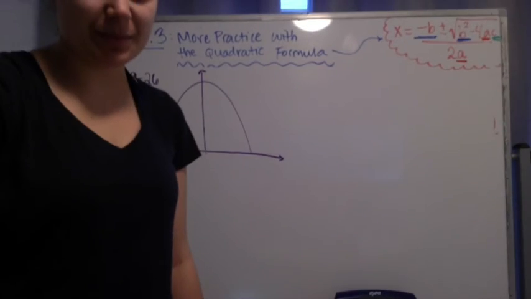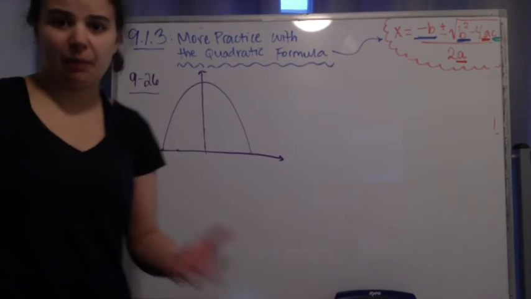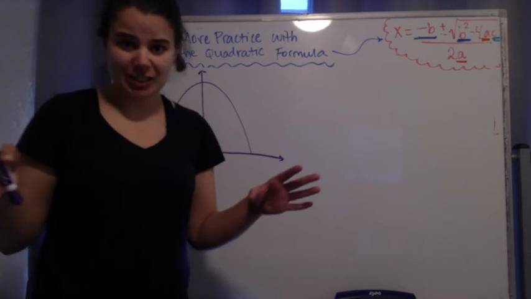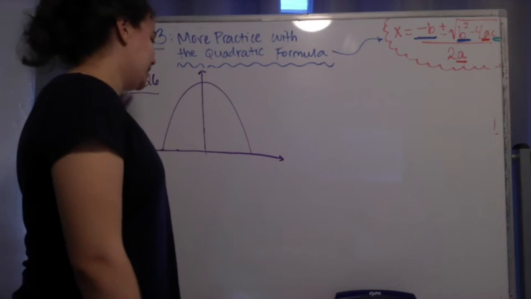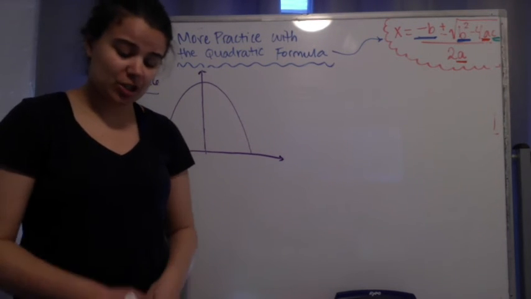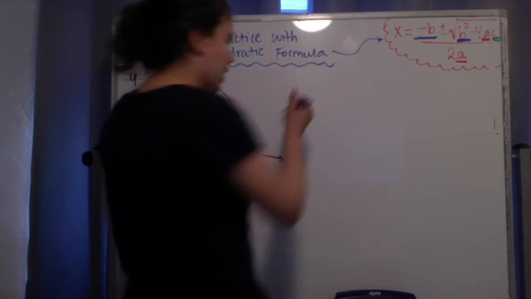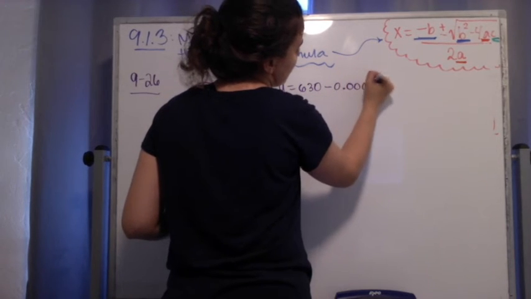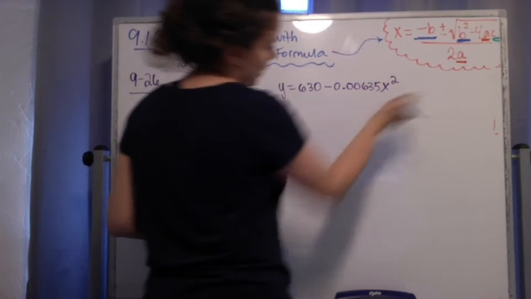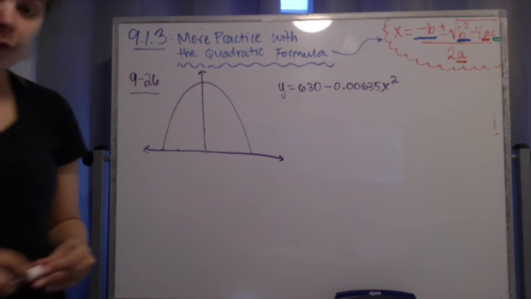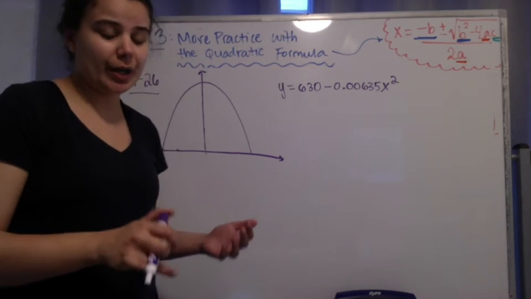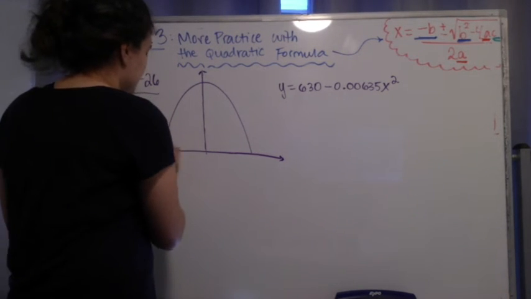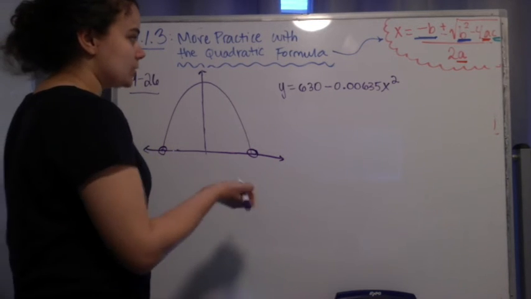All right, so 9-26, we are going to be looking at our modeling situation. We have an arch that looks like a parabola, so you can model it with an equation. The equation that they model it with is y equals 630 minus 0.00635 x squared. From here you have tons of options to solve for your x-intercepts, right? So if you want to figure out your x-intercepts here, then all you got to do is plug in y equals 0.